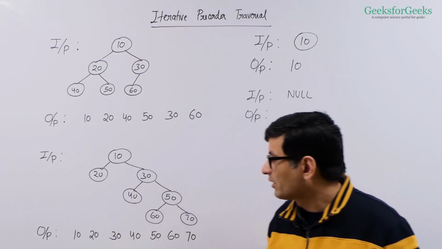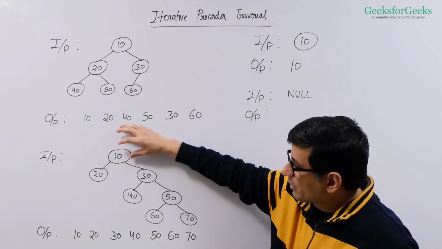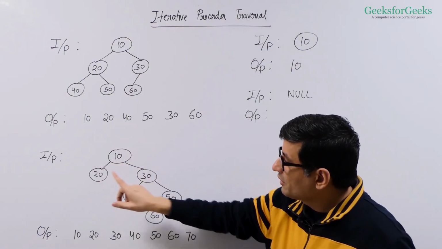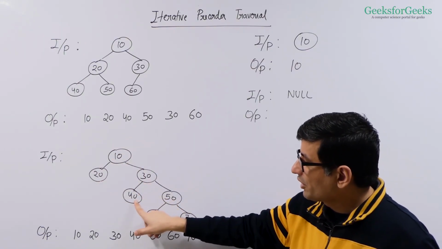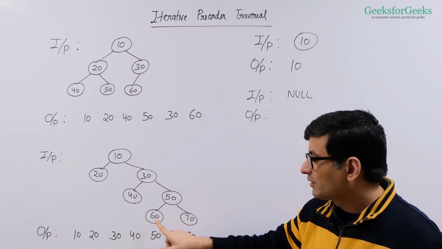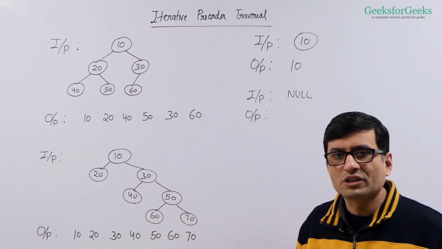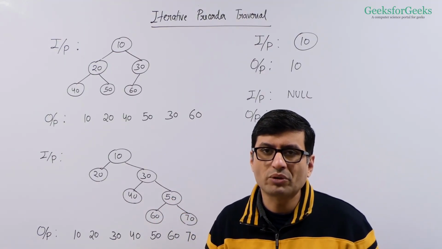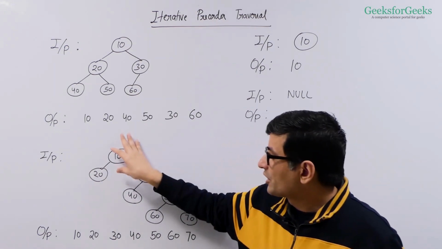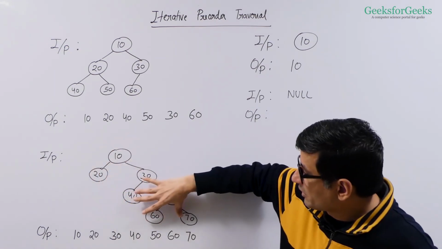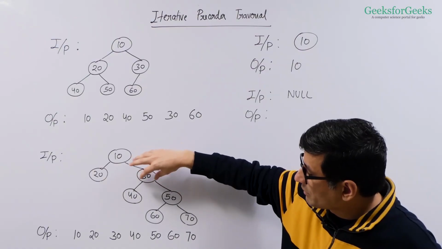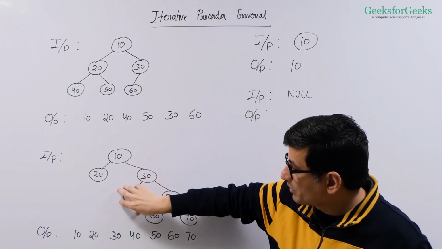Let's see this example. In this example, the pre-order traversal is 10, then 20, then 30, then 40, then 50, 60, 70. We visit the root first, then its left subtree completely, then its right subtree. Visited 10 first, then 20, then this subtree. And for this subtree, we followed the same approach. Root, then left subtree, then right subtree.